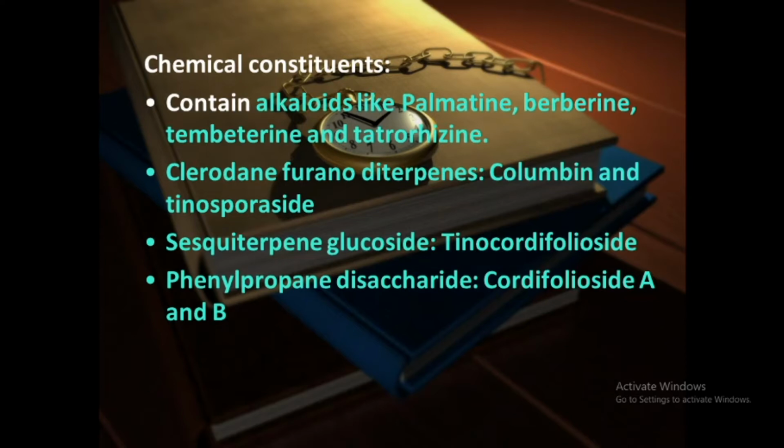Then sesquiterpene glucosides like tinocordifolioside. This is important, the sesquiterpene glucoside is also there in Tinospora. And the last class of chemical constituent is phenyl propane disaccharide. So cordifolioside A and cordifolioside B are the 2 important phenyl propane disaccharides. These are the disaccharides with a phenyl propane group, the functional group. So these are the important chemical constituents in Tinospora stem.